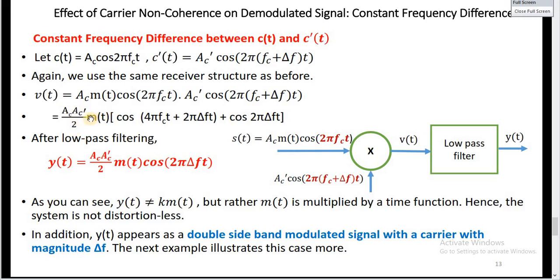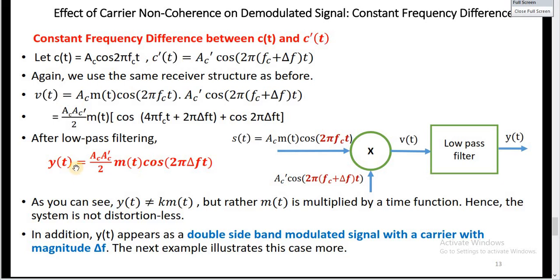AC prime over 2 m of t cosine 2 pi delta F t is a low pass component, and as such will be admitted by the low pass filter. So after low pass filtering, the output y of t is AC prime over 2 m of t cosine 2 pi delta F t. Now, is this a distortionless transmission?